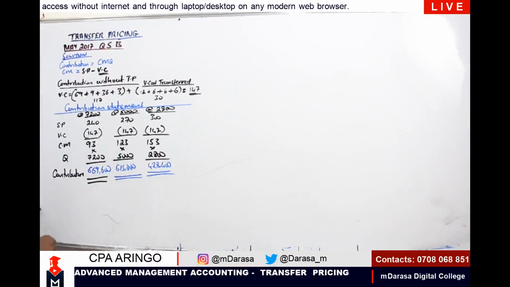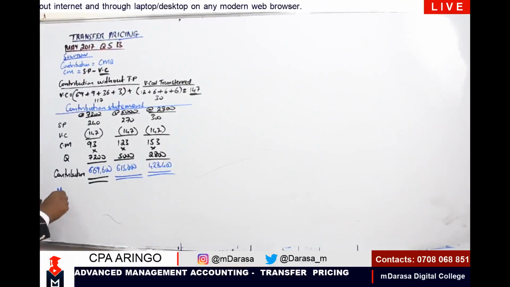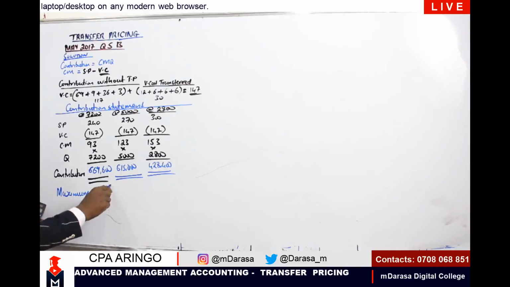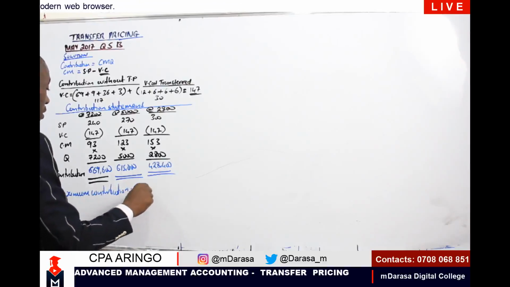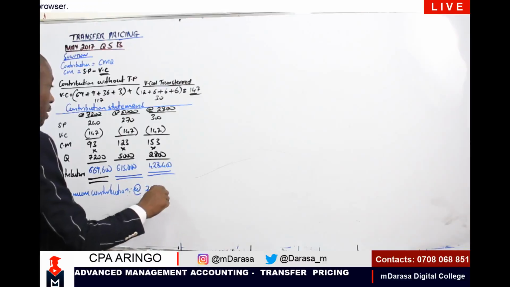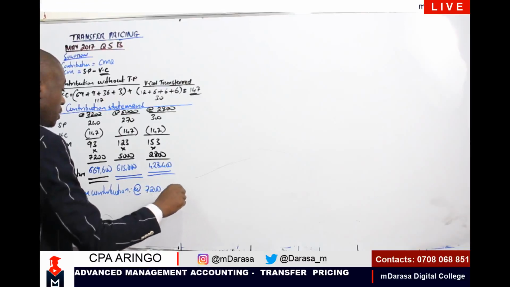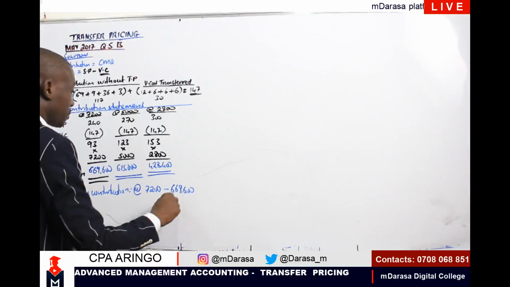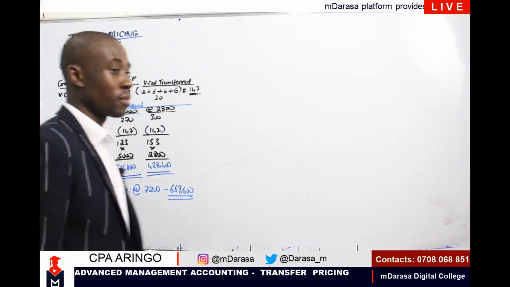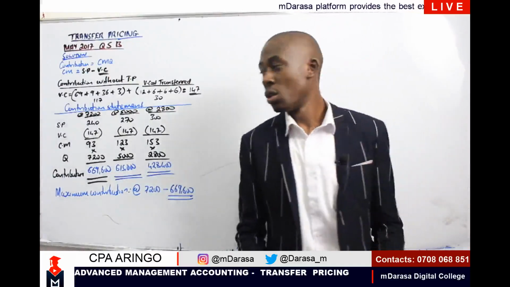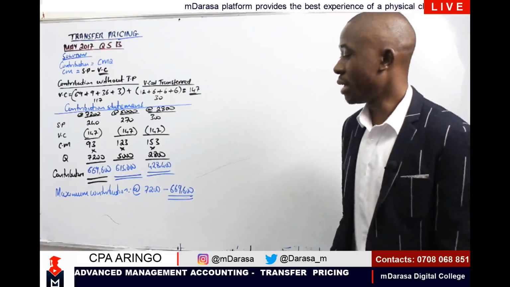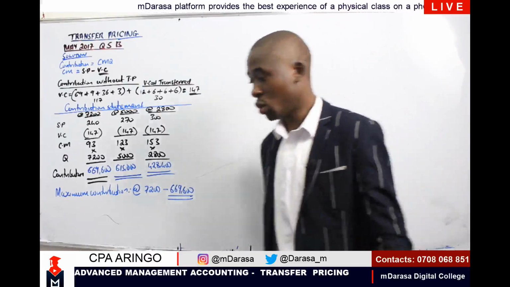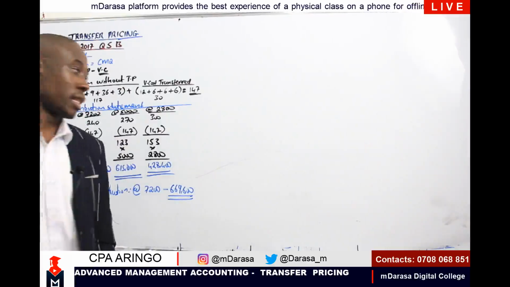So we can clearly see here that our maximum contribution is at demand level of 7,200, and my maximum contribution is 669,600. So that is step number 1. We identify the contribution without transfer price, and we identify the maximum contribution under that contribution statement, which we have determined to be at that point.